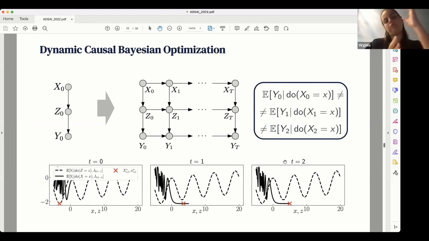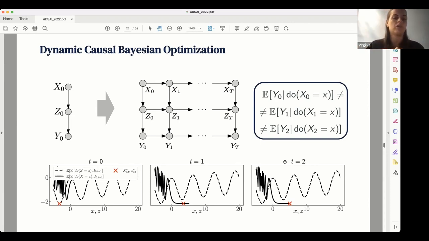The idea is that if we get our same graph X and Z and we unfold it in time, we get the causal graph on the right. The causal effects for an intervention on X at different time steps are different. For instance, if you look at the causal effects at time 0, 1, and 2, you see how the optimal intervention, which is denoted by this red cross, changes over time.